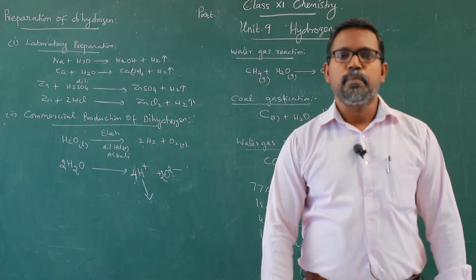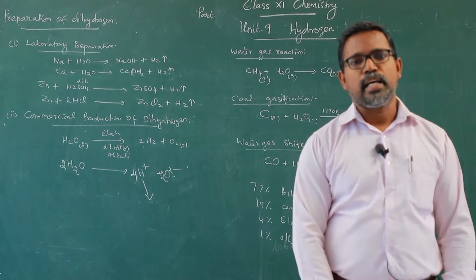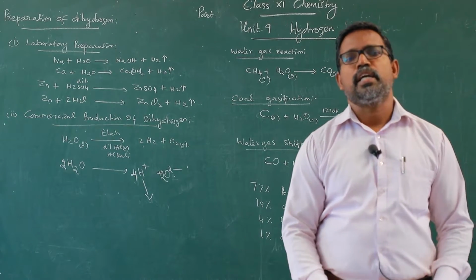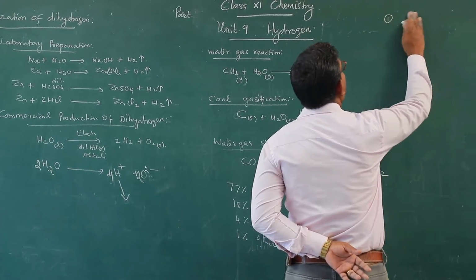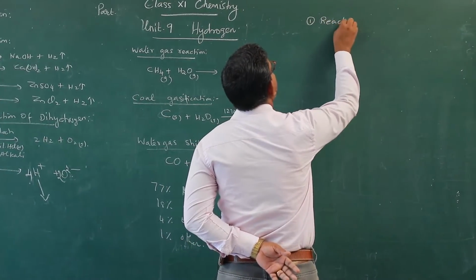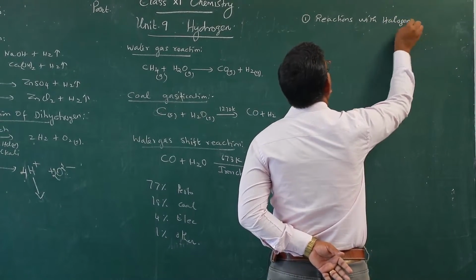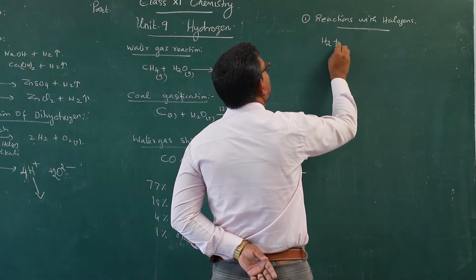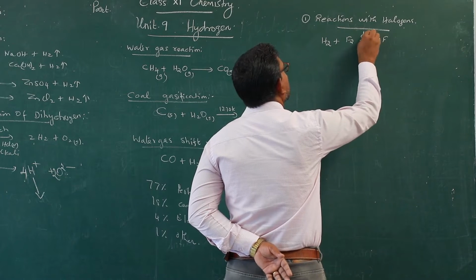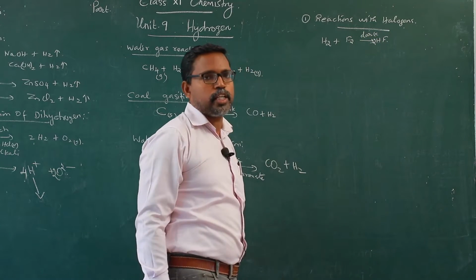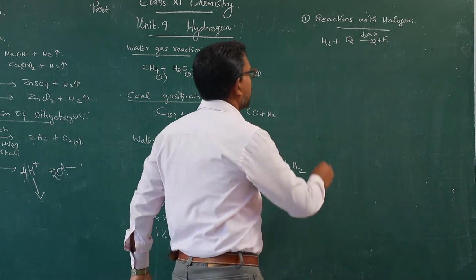Now we are going to discuss the chemical reactions of hydrogen. Hydrogen readily reacts with halogens. First, halogenation, reaction with halogens. Hydrogen explosively reacts with fluorine to give hydrogen fluoride. The reaction takes place even in dark conditions.